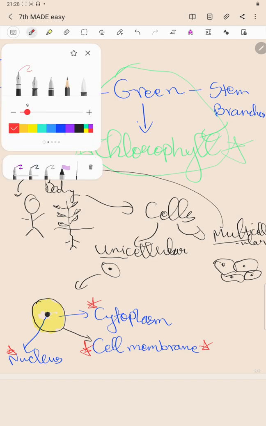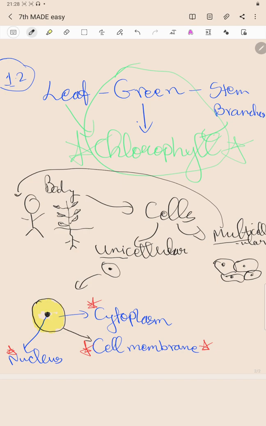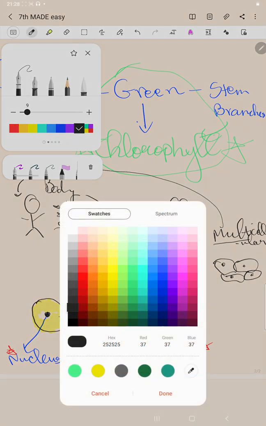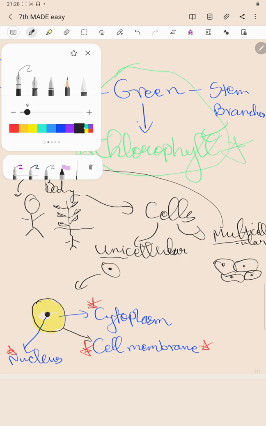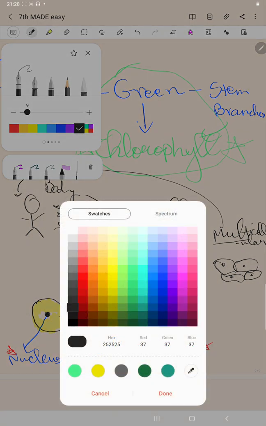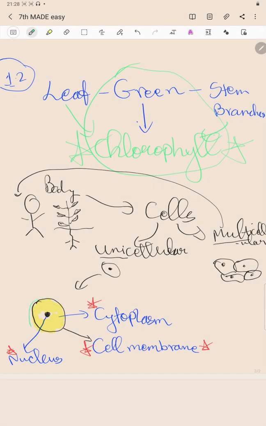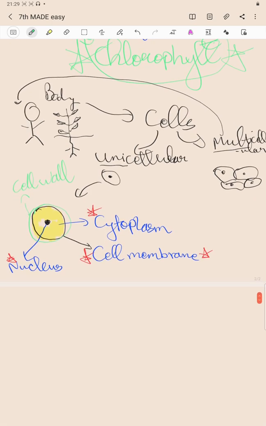So in a plant cell there is an extra structure outside the cell membrane. One sec guys. There is an extra layer outside the cell membrane, and this layer is called cell wall. So plants have cell wall, animals do not have cell wall. Animal cells don't have cell wall. That's a small box in page number 2. So now let's leave that.